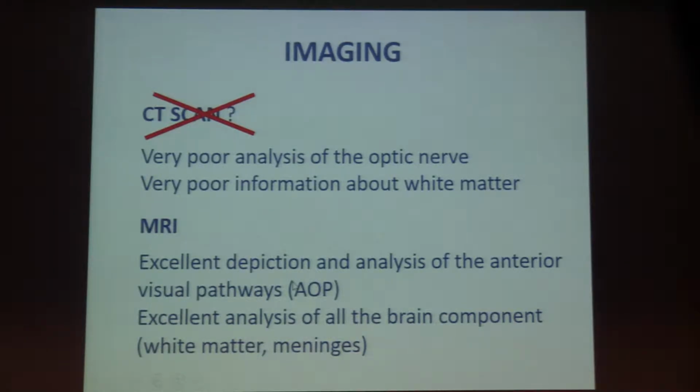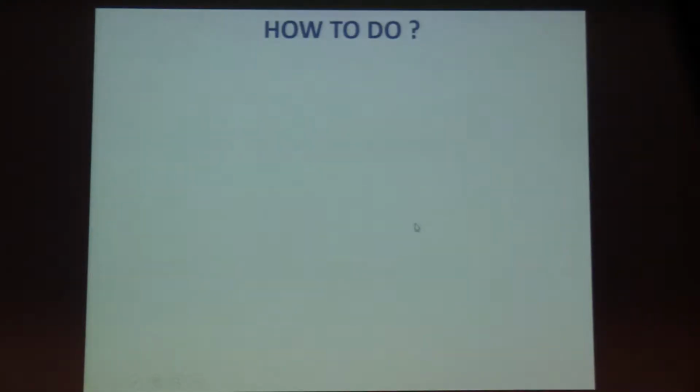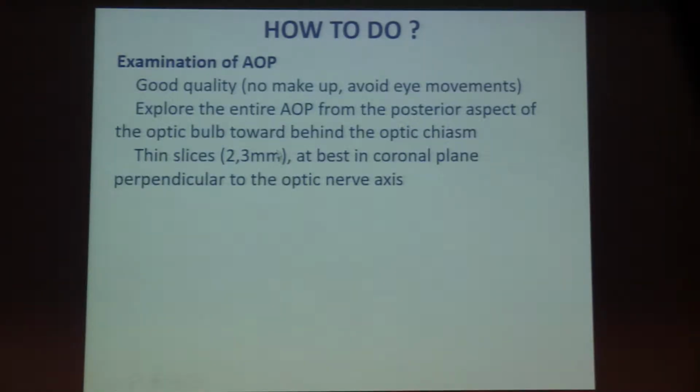Because this MRI will give an excellent analysis of the optic nerve, but also of the surrounding brain, and especially white matter and meninges. And how do you do this examination? You have to look at the complete anterior optic pathway, from the posterior aspect of the optic bulb until behind the optic chiasm, to the optic radiation.